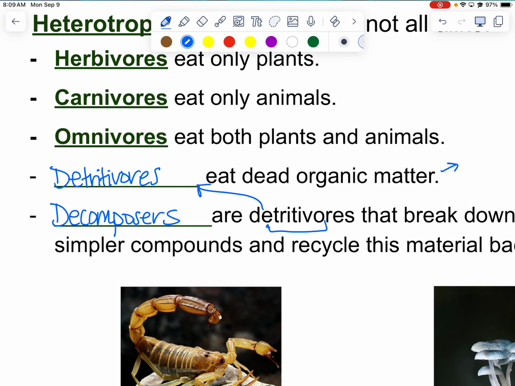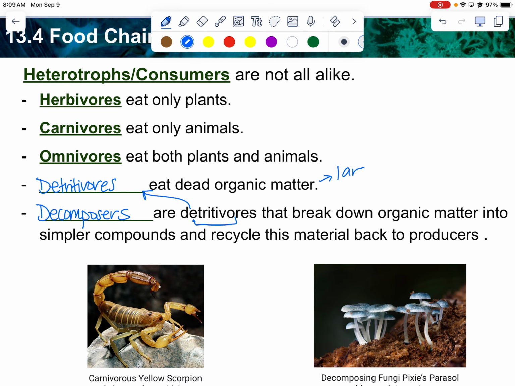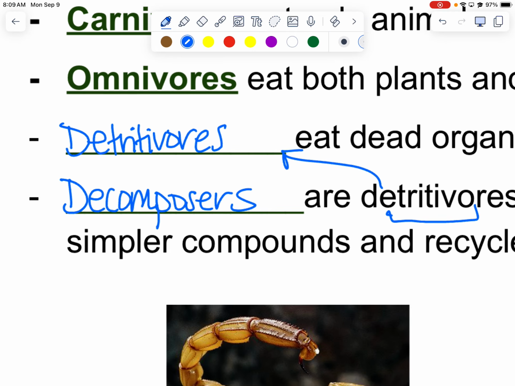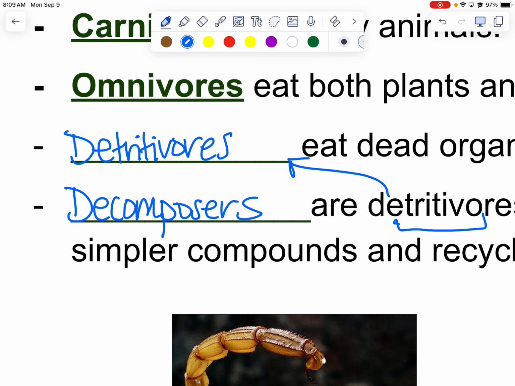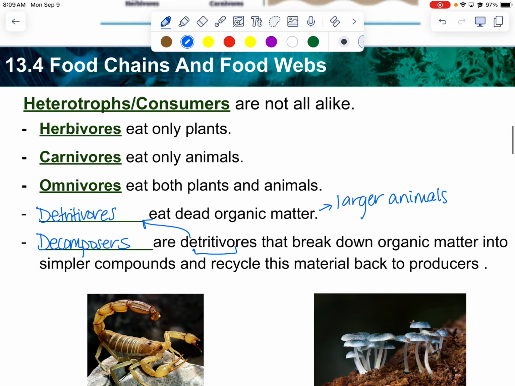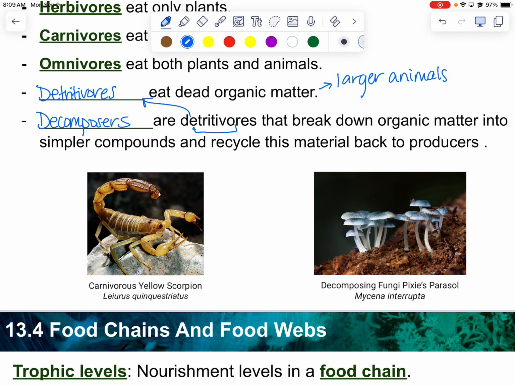Those are your larger animals, such as crows, scavengers, vultures. Those are going to be your detritivores. Okay. Decomposers are going to be smaller, like bacteria, small little microorganisms. So these are your decomposers here, your mushrooms, fungus.